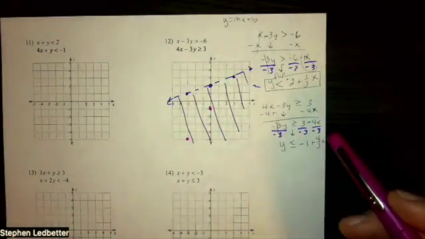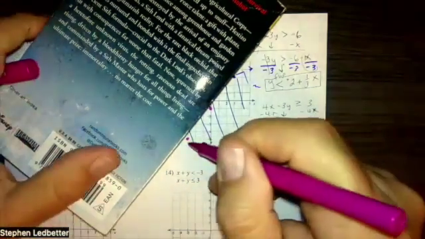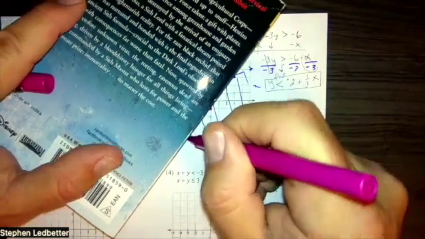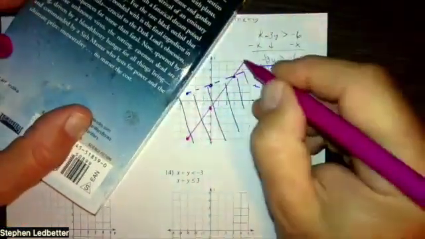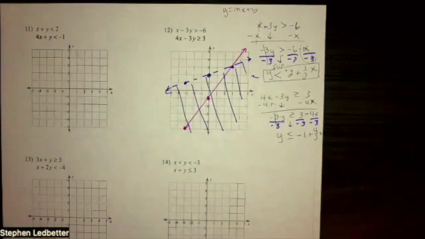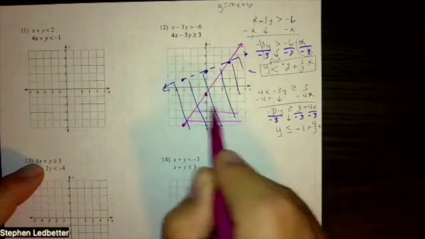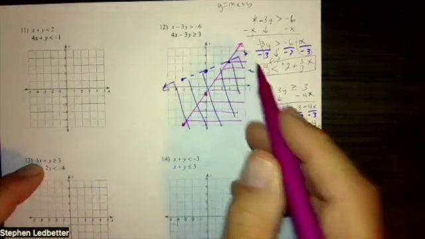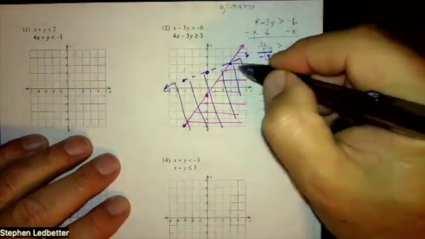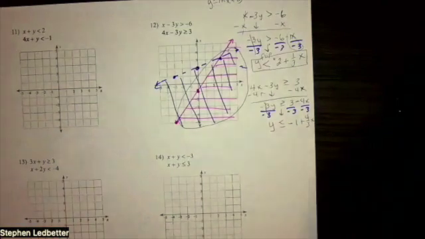Now, is my line dashed or solid? Looks like it's a solid line, so I'm going to connect the two. It's less than, so that means go below the line. And you can see it does not include this area here because this is not double color. This overlaps right here. So this right here is my overlapping, and so that right there is my answer.